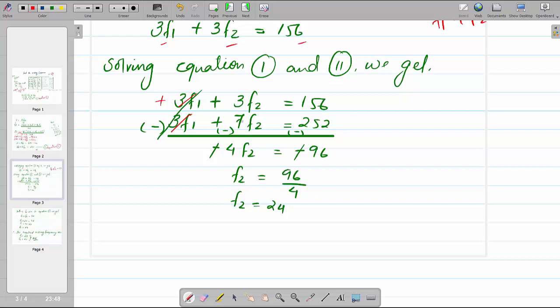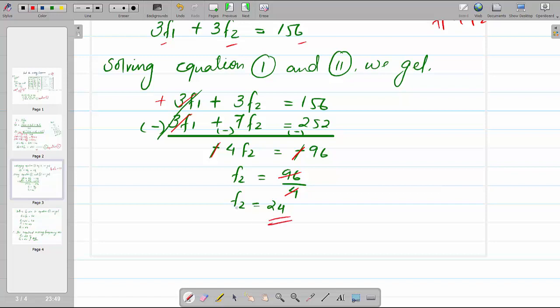And then the 7 is bigger than 3, so you keep the sign as minus, and then you subtract. 7 minus 3, you get 4f2. Now 252 minus 156, you get 96. And you put the minus sign because the value is more here. So minus 96. Now you can strike off the two minus signs. Now f2 is equal to 96 divided by 4. If you divide this, you get 24. All right, so f2 is equal to 24.